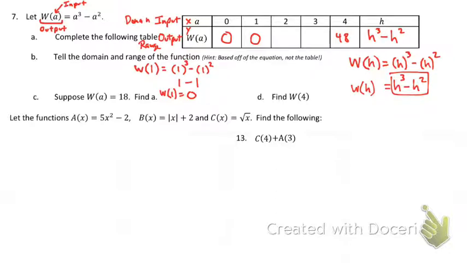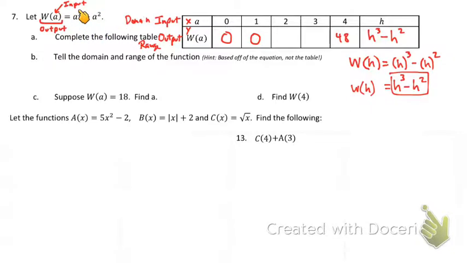So let's erase this because we're done here. So the B part says we want to know the domain and range of the function. And here's the hint. We're going to base it off the equation. Okay, so we're looking at this, not the table. So what do they mean by that is, can you think of something? So remember, our domain is input. Okay? So we want to base it off here.